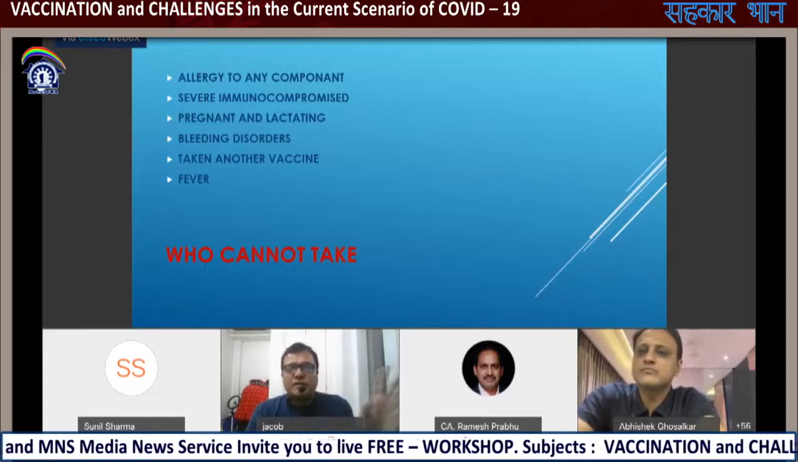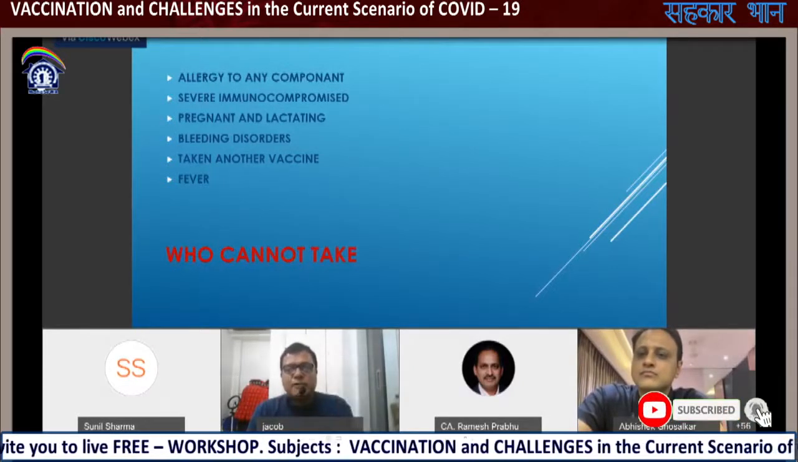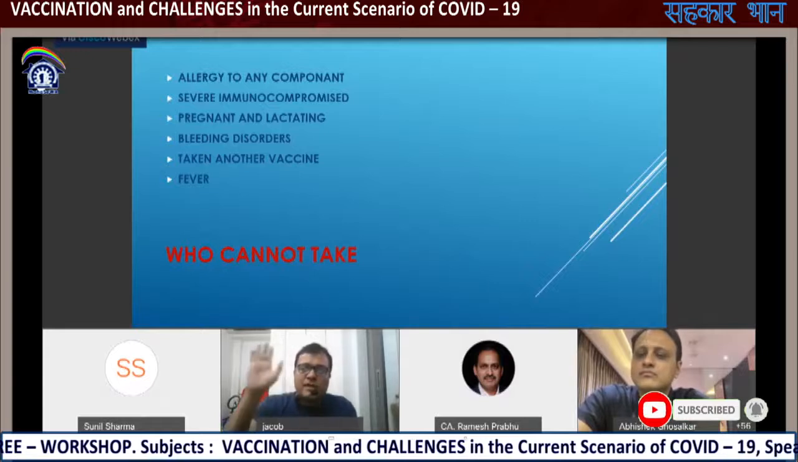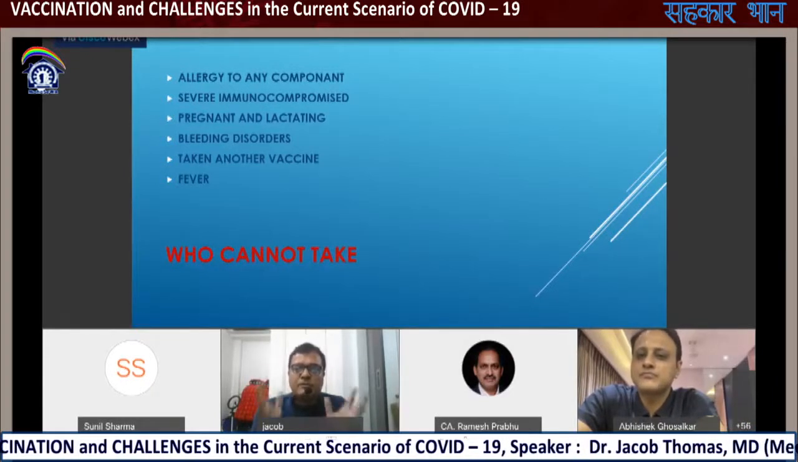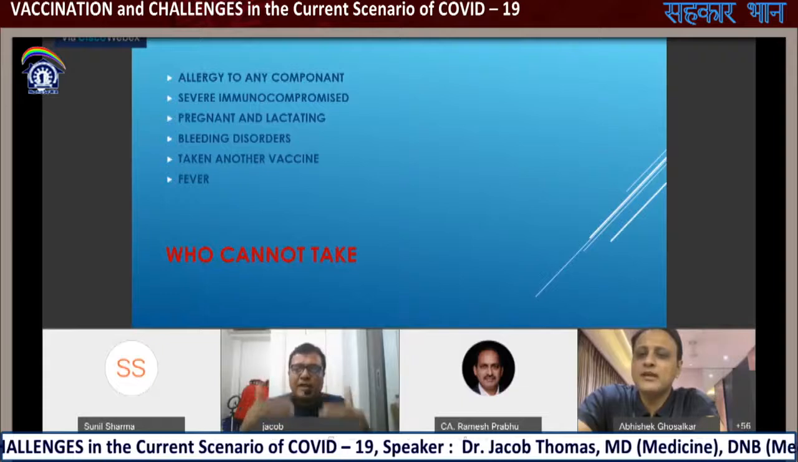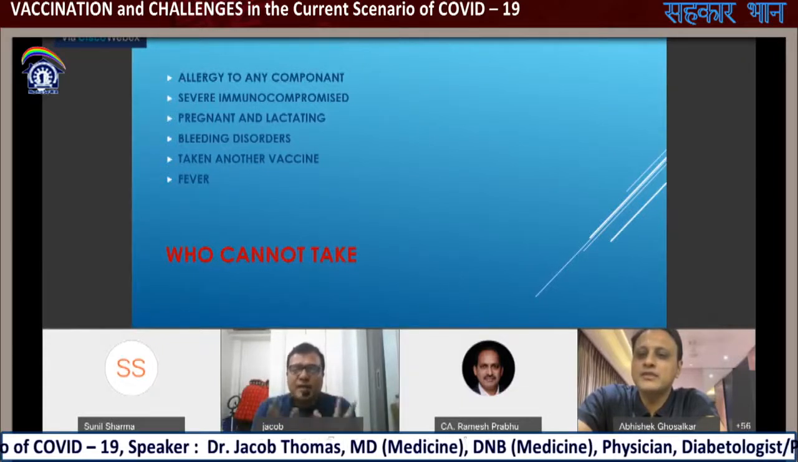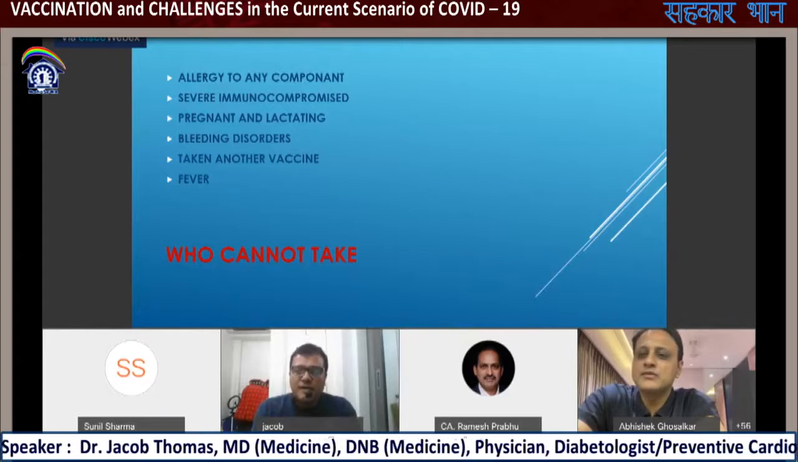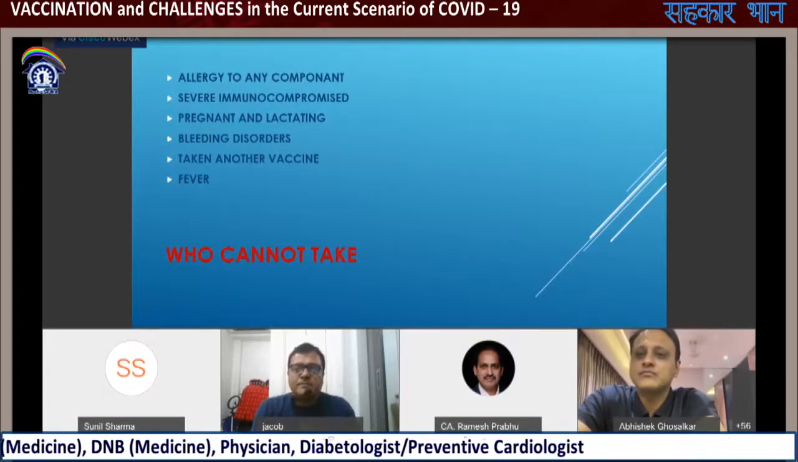Somebody who has taken Covishield should not take Covaxin as the second dose. Somebody who has taken Covaxin as the first dose should not take Covishield as the second dose. That is also very clear. Somebody who has an active fever or an active infection going on in the body should not take the vaccine. Apart from these few contraindications, most people can take the vaccine.